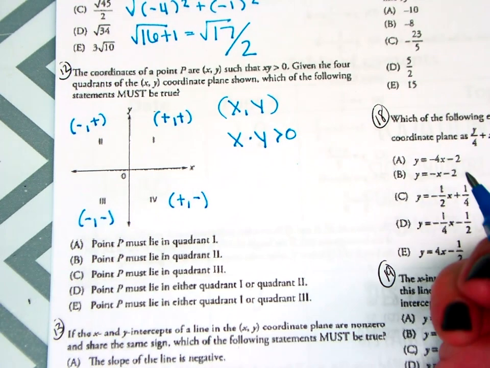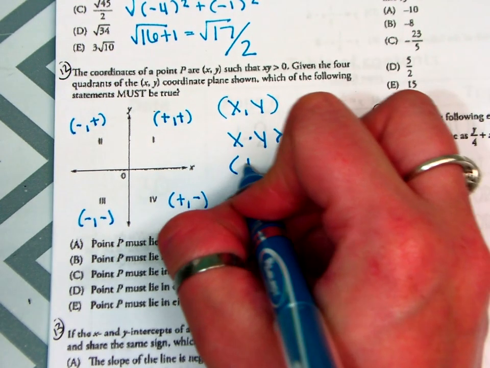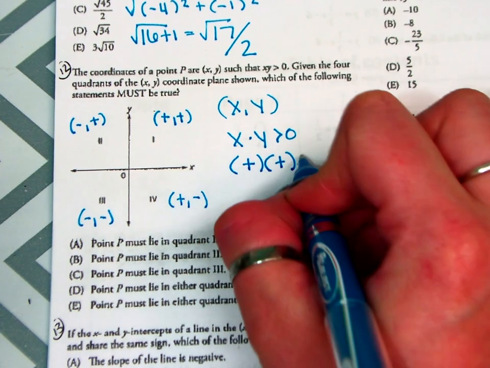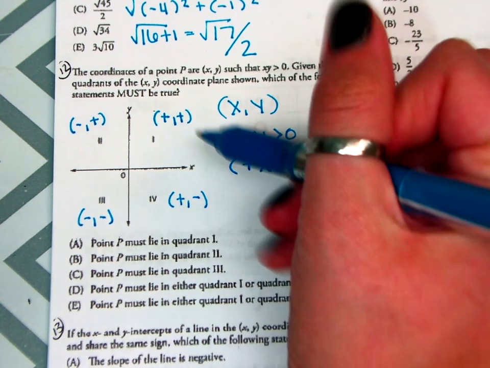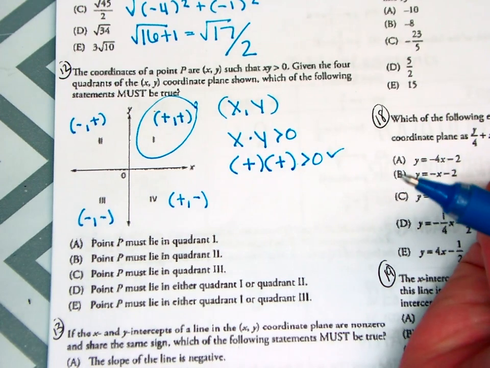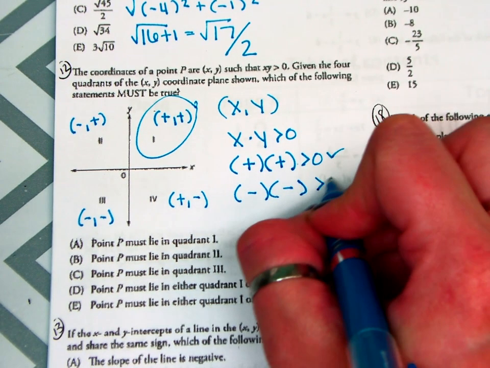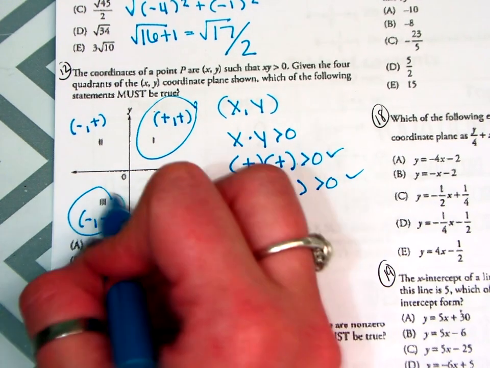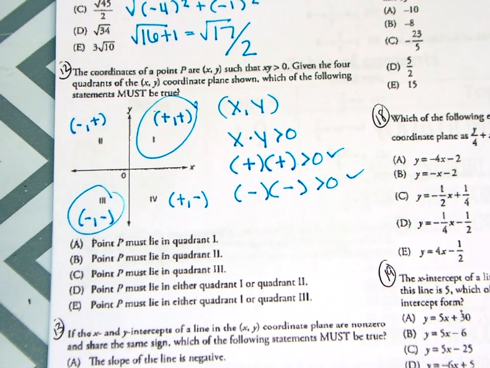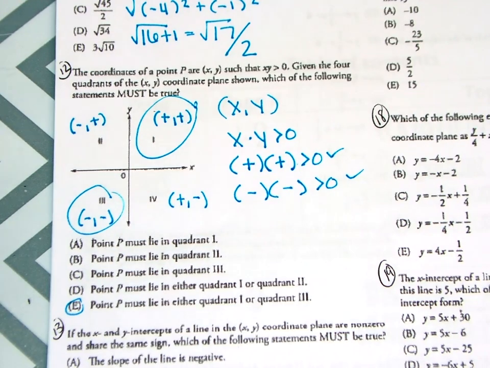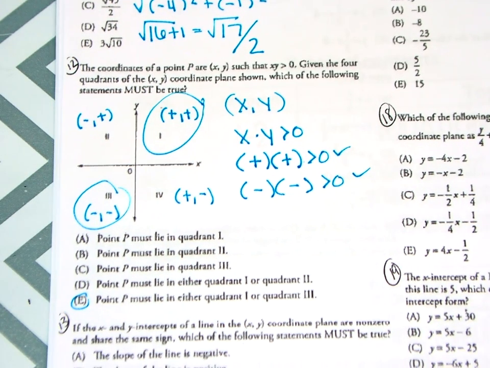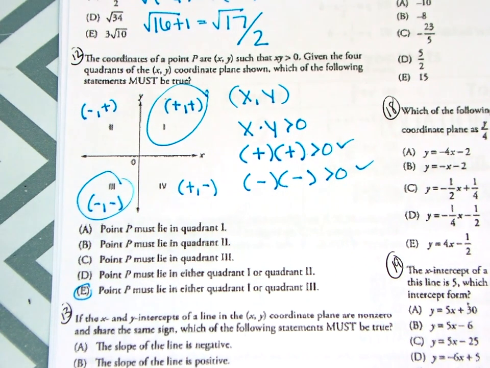Well, if we're multiplying these together, a positive times a positive will be greater than 0. So positive times a positive is quadrant 1. Also, a negative number times a negative number is also greater than 0. So it could also be in quadrant number 3. So 1 and 3 is the correct answer, because when I multiply those coordinates together, I will always get a positive number out.